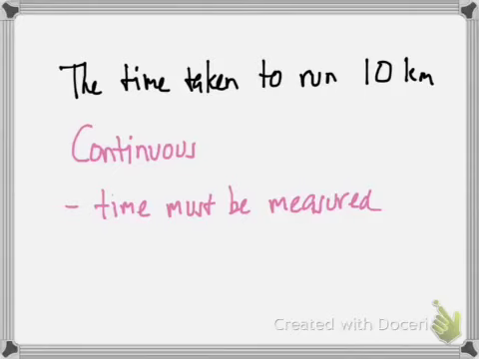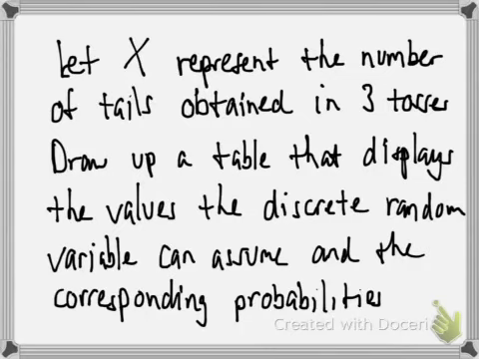Right, so that was a little exercise in getting familiar with what's discrete and what's continuous. And now, having said that, discrete is what we're talking about early on in the year. Continuous comes right at the end of the year. All right, here's an example.